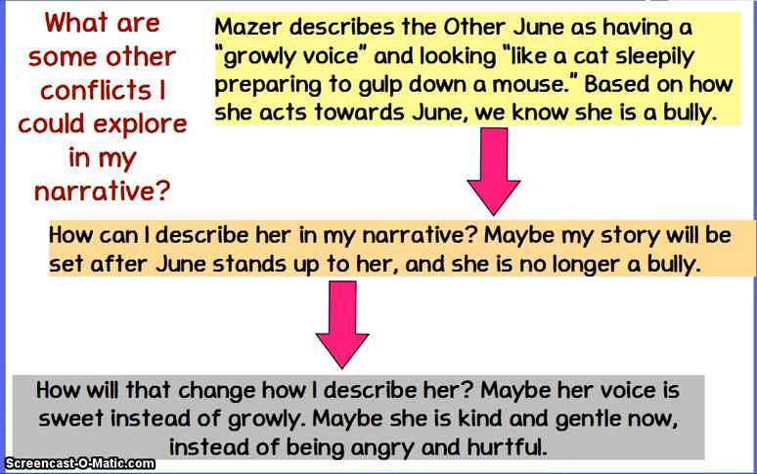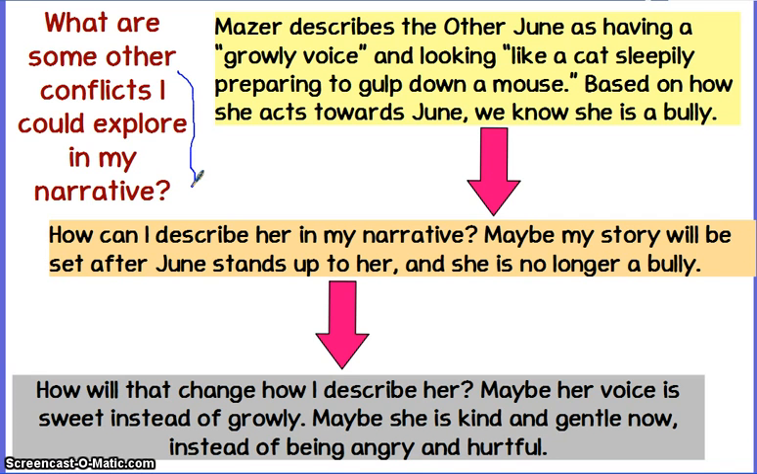Now that I have my character and I've reminded myself what their original problem and resolution is, now I want to do some brainstorming. And the focus question is, what are some other conflicts I could explore in my narrative? So for example, if I use Tuesday of the Other June, I could think about how Mazer described the other June as having a growly voice and looking like a cat sleepily preparing to gulp down a mouse. So I'm thinking about text evidence of how the author characterized the other June. Based on how she acts towards June, we were able to determine that she's a bully.